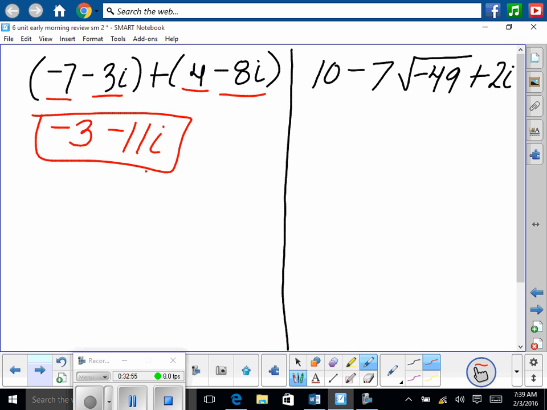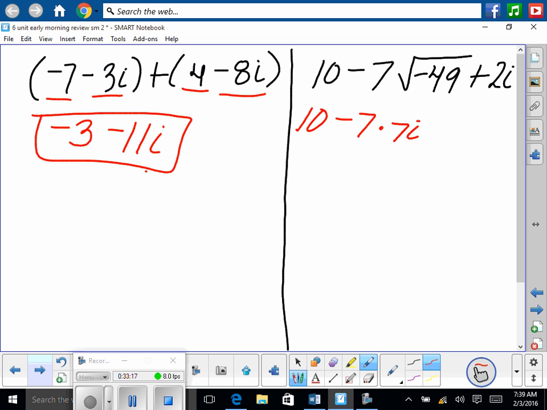Okay, what about something like this? Let's simplify it in pieces. So we have 10 minus 7. Isn't 7 multiplied to negative 49i? It's right next to each other, right? So what is negative 49i? Square root of 49? The square root, sorry, of negative 49.